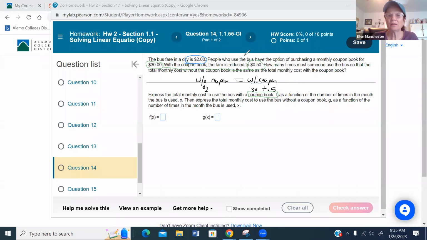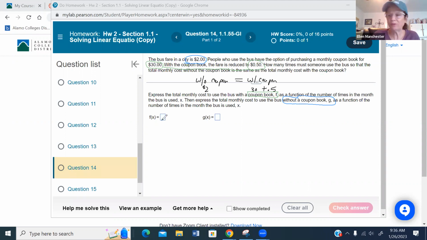G is without the coupon book. Okay, F is with the coupon book. G is without the coupon book. All right, so you have to have that separation, right? They're two different functions. Okay, so here we go. F is the first one. So F is with the coupon book.